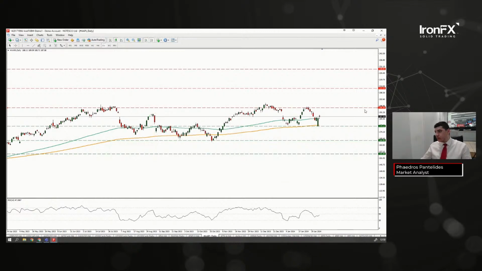212.20 for R2, 195.30 for R1, S1, 179.15, S2, 166.80, 155 for S3. From a technical point of view, upwards moving trend line, like another candle to validate this upwards moving trend line, RSI 50, so sideways, unless it breaks above R1, then immediately bullish outlook aiming for R2. For bearish outlook, simply breaking below S1 would be sufficient.